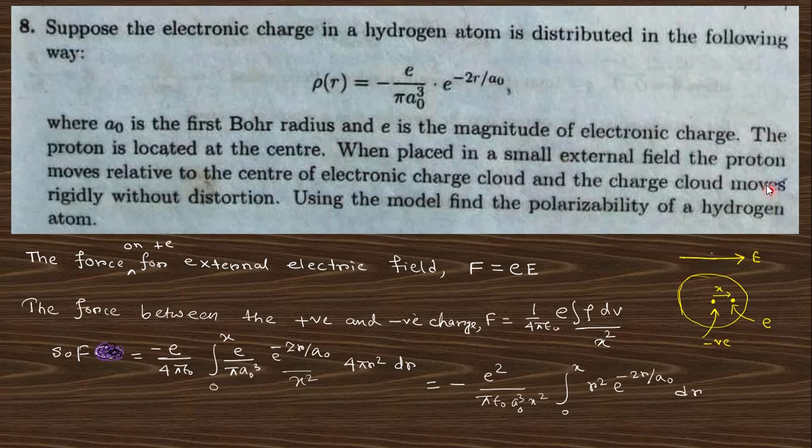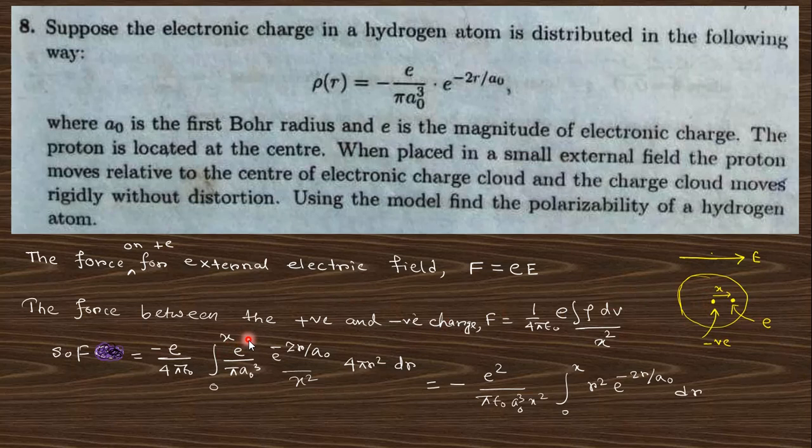When we place an external field, the proton moves relative to the center of the electric charge cloud. So this proton moved by x from the center, and this electron cloud will be displaced. So using this model of polarizability, find it for the hydrogen atom. Polarizability is nothing but the dipole moment p equals alpha E, so you need to find out the dipole moment of this situation.